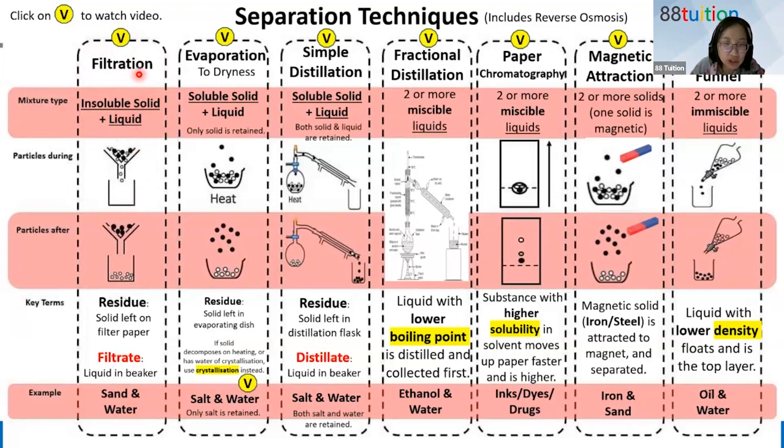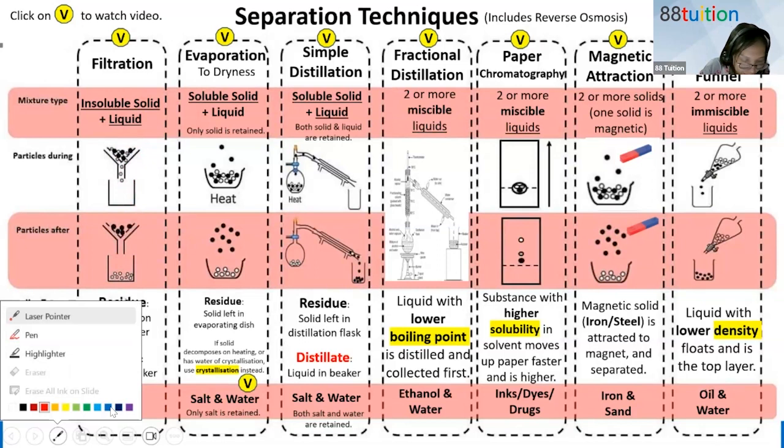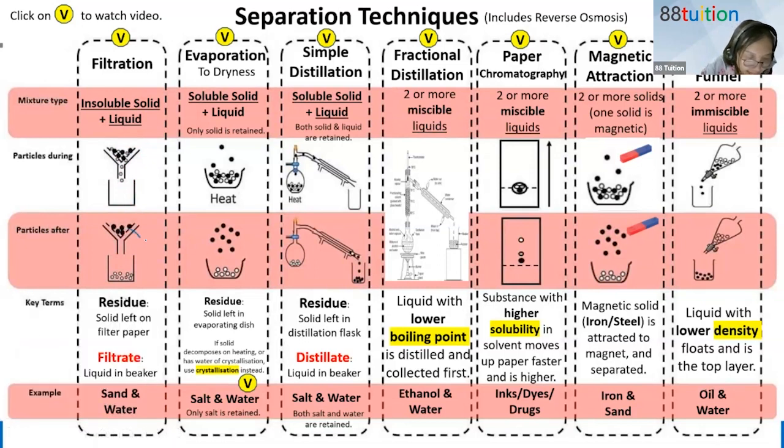Just use filtration. Not "filteration", it's filtration. There's no E. Then you use a filter funnel. Then your sand will be left on the filter paper. Your water will pass through the filter paper. So here will be water, here will be sand. Let me write for you, maybe in blue. So this will be the sand. This will be the water. So that's how you separate sand from water.